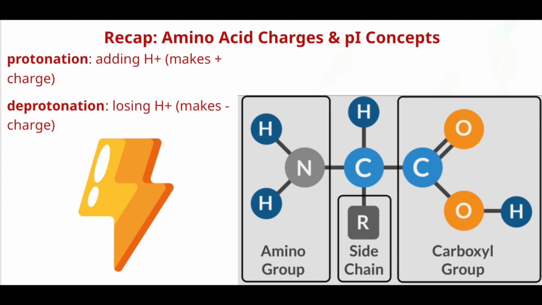Now let's recap. All amino acids share two key functional groups: the amino group, NH3+ when protonated, and the carboxyl group, COO- when deprotonated. At any given pH, these groups can gain or lose protons, changing the overall net charge of the molecule. Recall that protonation is just making a positive charge, and deprotonation is making a negative charge through the loss or addition of protons.